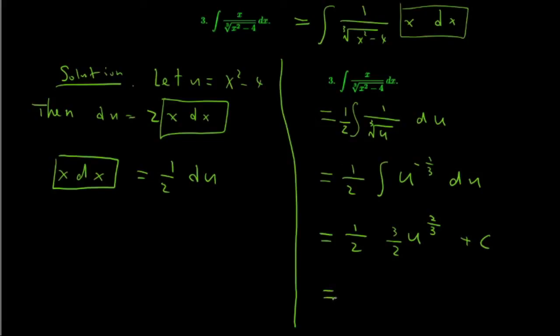In the last step, we are going to write the final answer as a function of x. We combine these two factors. We have 3/4, and then we replace u. The relation between u and x is always here. We write u as x squared minus 4. So we have x squared minus 4 to the power of 2/3, and then plus c.